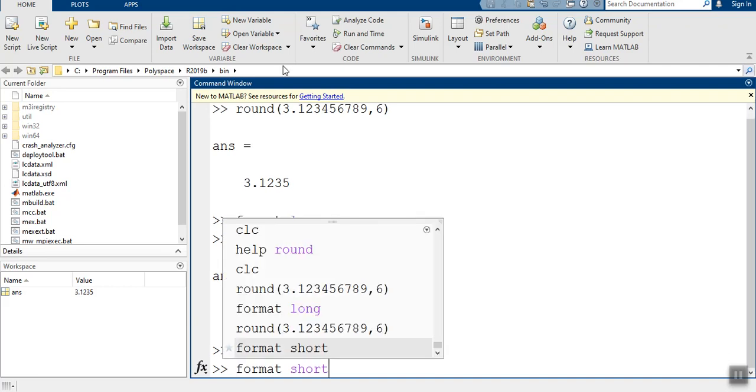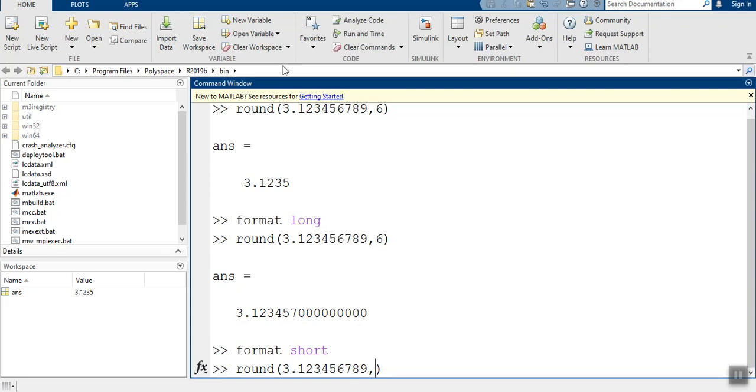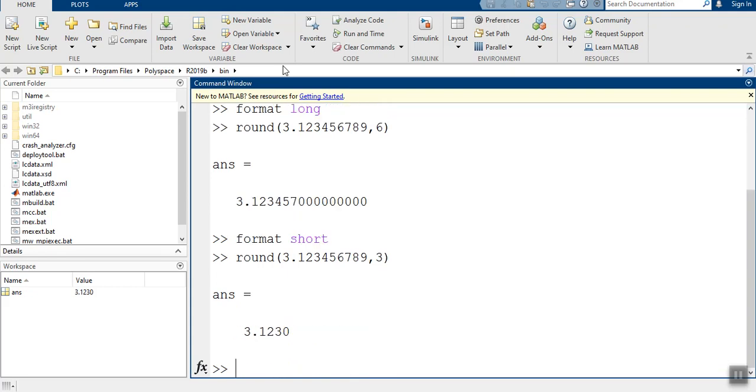Suppose you want 3 decimal places, what happens? Okay, rounding to 3 decimal places. 4 is less than 5, so the decimal places is 3. Okay, we will discuss later.